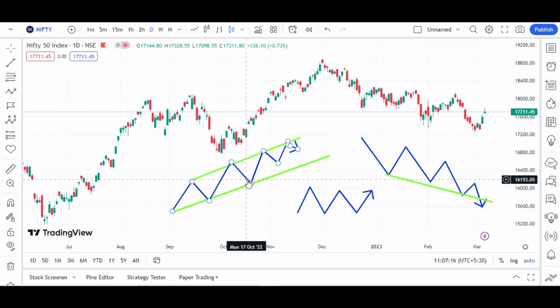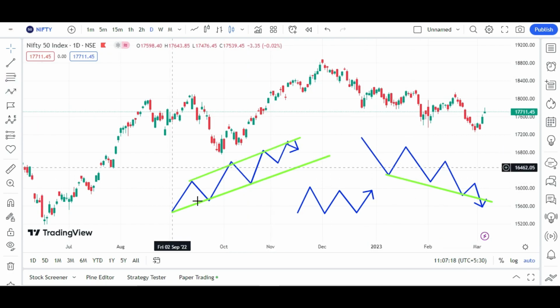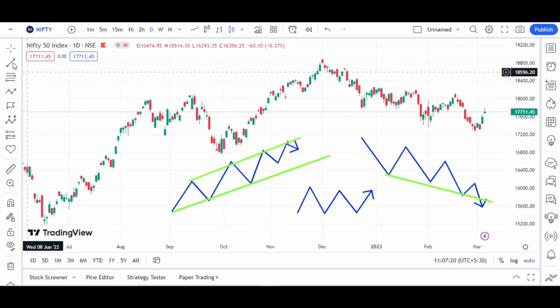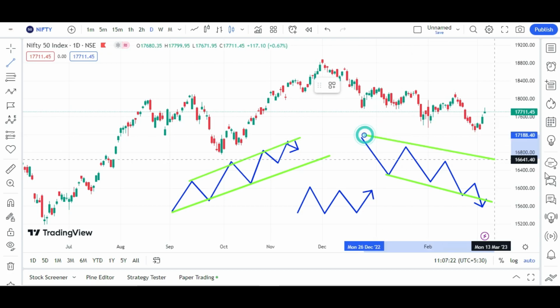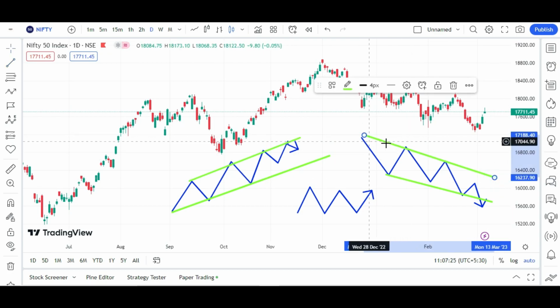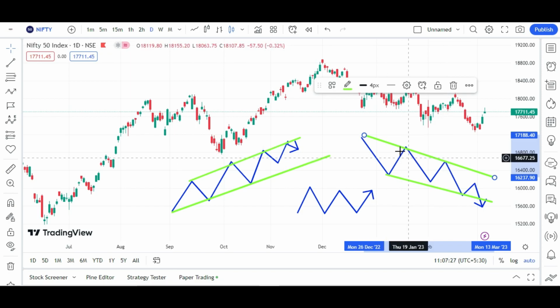Similar for a downtrend. This is an uptrend, this is a downtrend. So we are going to cover from this top to this top, to this top. You can see this top has not broken this, this has not broken this, this has not broken this.